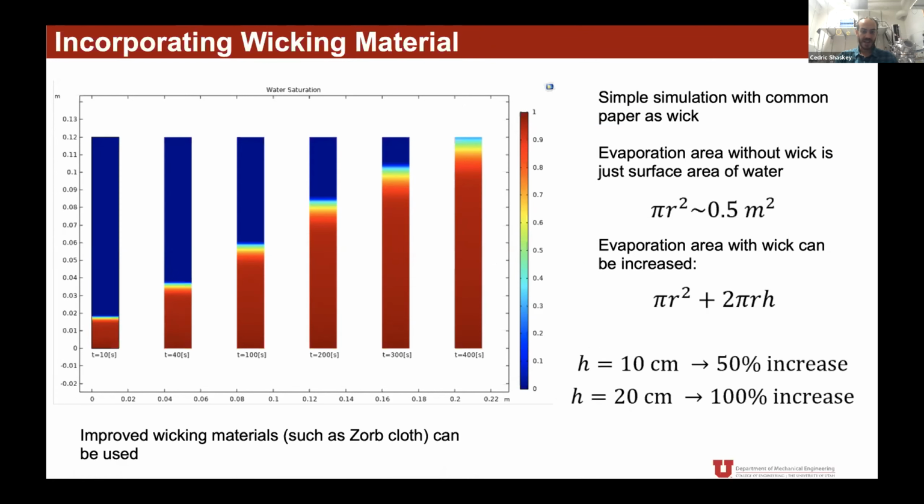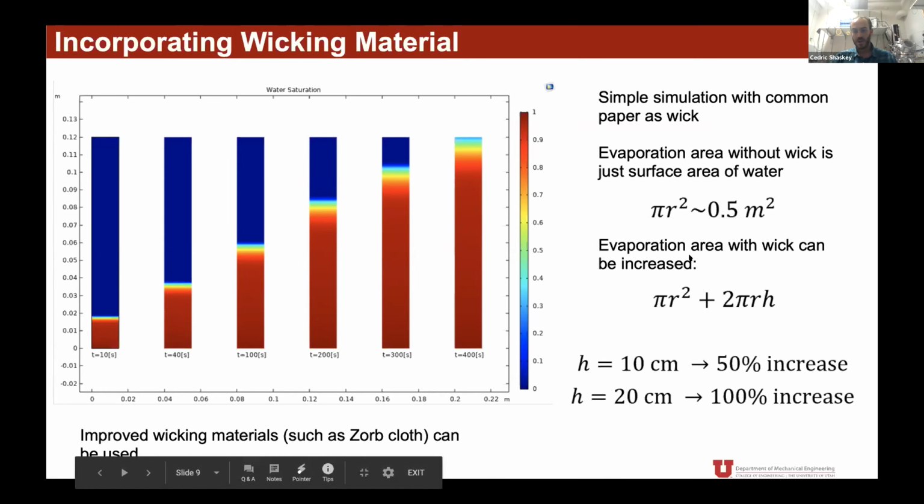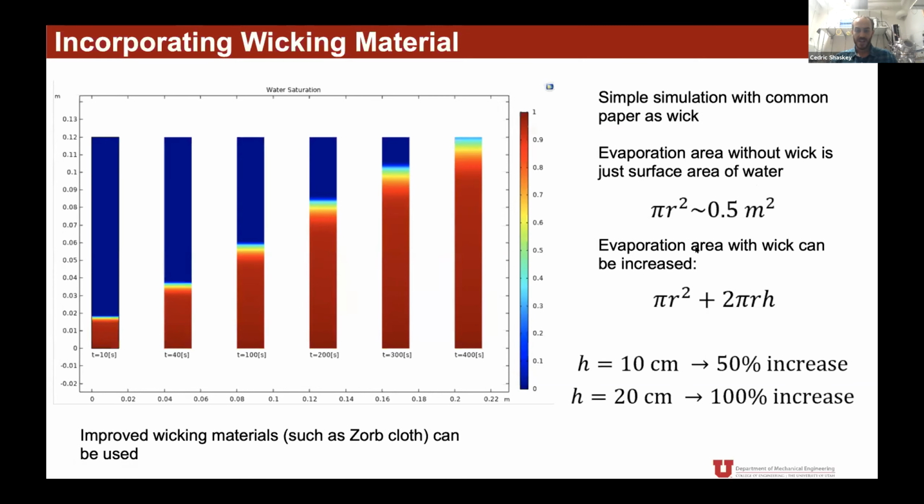What you can see as the time increases is the water is drawn up the wick, which increases the evaporation area. If you look at the evaporation area without the wick, just on the surface of the water, you can calculate that as pi r squared. If you add the wick around the sidewalls of the evaporation chamber, you get pi r squared plus 2 pi r h, where h is the height of that wicking material. So you can drastically increase the evaporation area just by adding this wicking material around the outside.